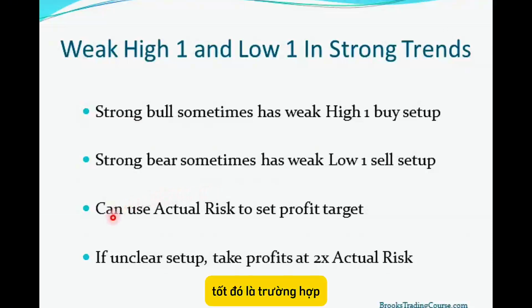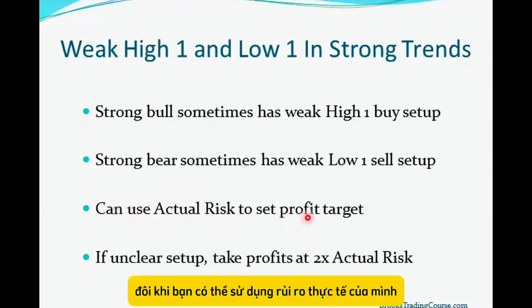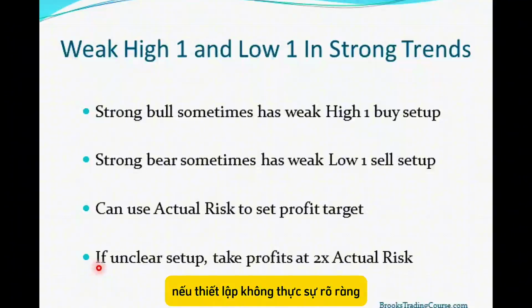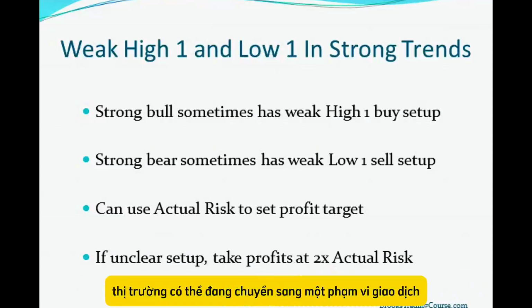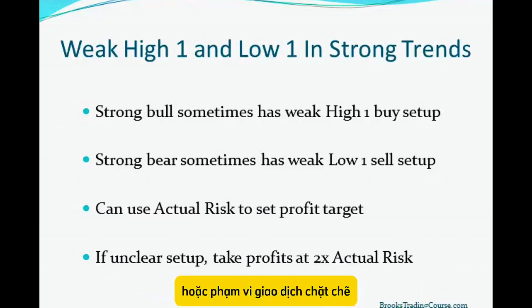When that's the case, you can sometimes use your actual risk to set a profit target. If the setup is not really clear, set your target at 2 times the actual risk. You remember, you're thinking it's a weak setup and the market might be transitioning into a trading range or a tight trading range. So you're going to be quick to take profits if it does not resume another breakout.